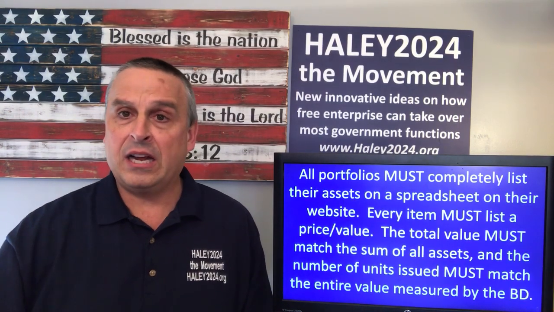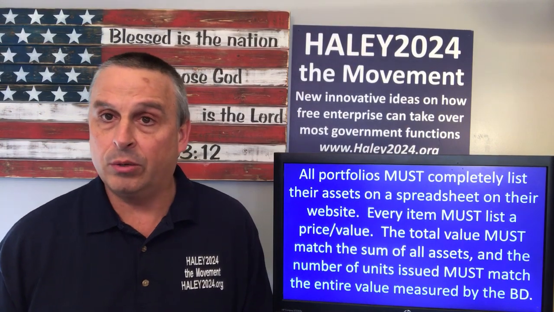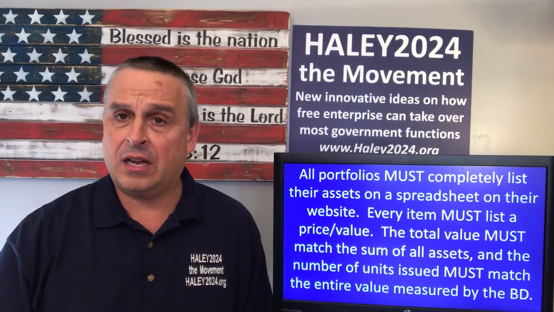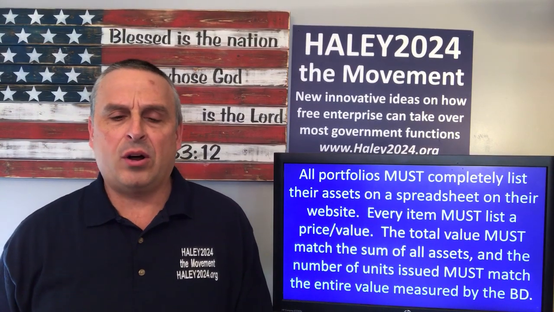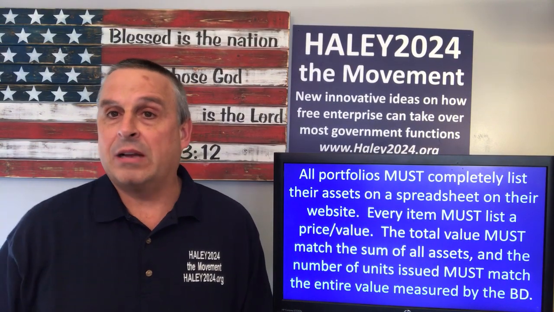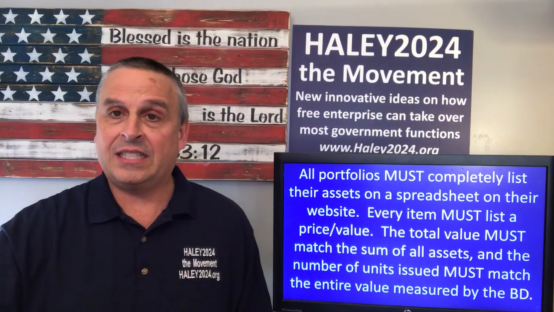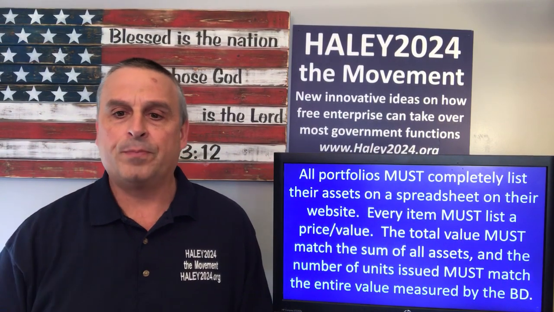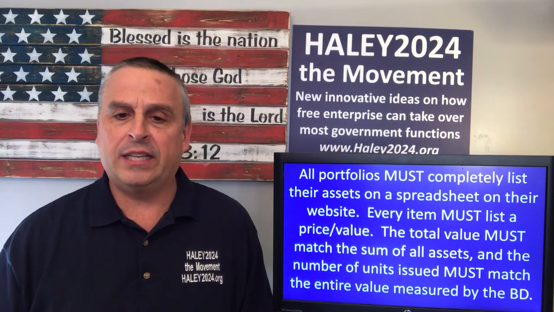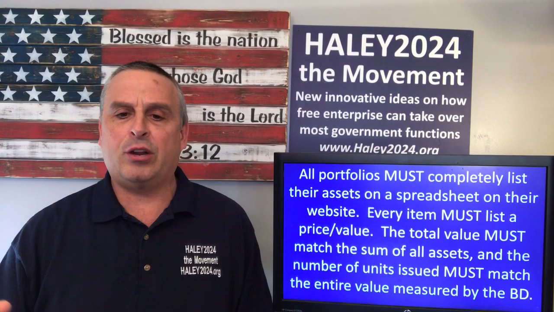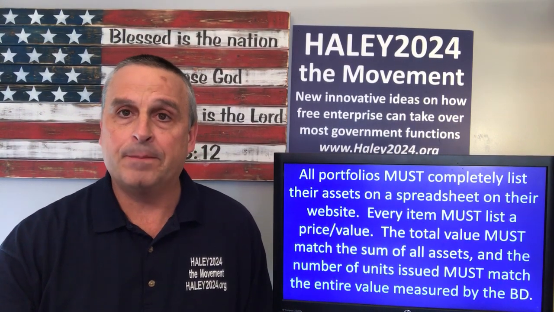So if you end up with $19 billion, that's how much currency you're allowed to do. So you have to do it. The total value must match the sum of all assets. So that's just easy. Once you list all your assets, how much each asset's worth, you get a total. And the number of units of currency issued must match the entire value measured by the BD. Again, always adjusting back to the BD.